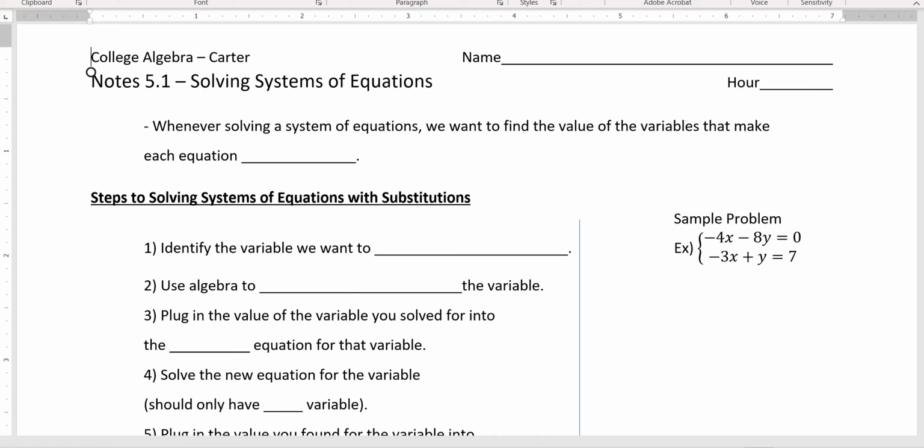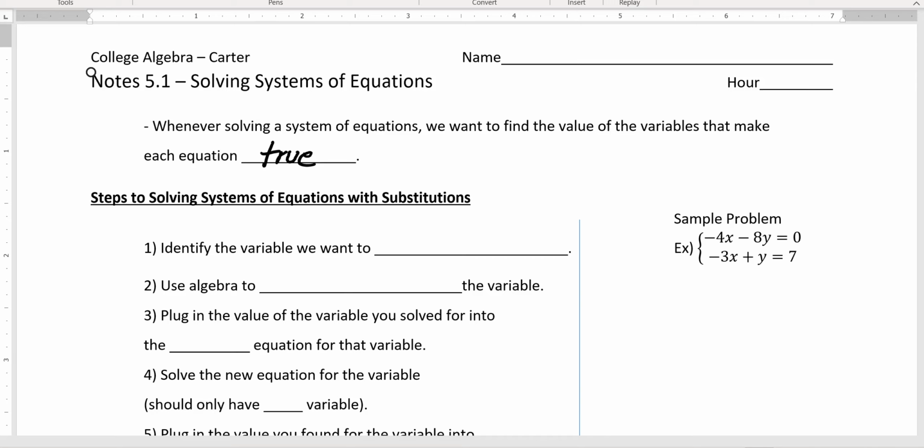But for now, I just want to take some time to review solving systems of linear equations algebraically. To be fully honest, this content is not going to be assessed, but making sure we have a good understanding of this content is really important so that we can move forward, making sure we understand some of the more basic ideas. So whenever we're solving a system of equations, we want to find the value of the variables that make each equation true. We want to find what values of x and y make each equation true.